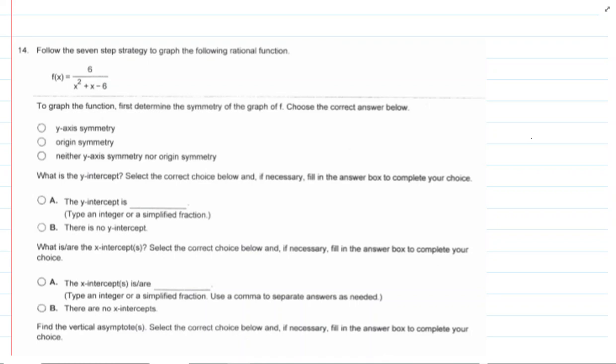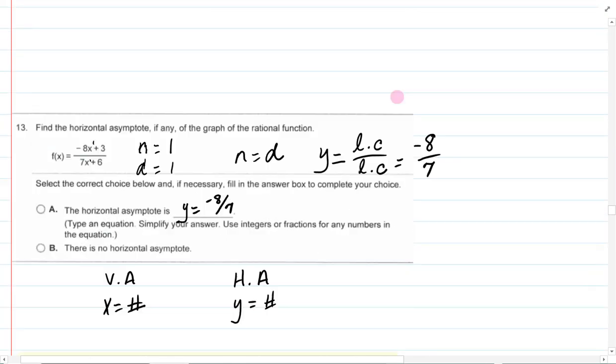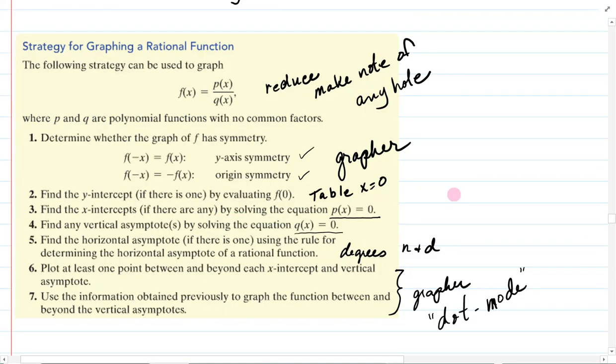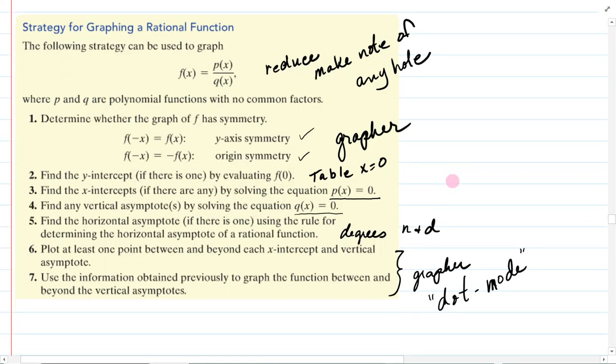We've talked about vertical asymptotes and holes, which are the two types of domain exclusions, and we've also talked about horizontal asymptotes. So now we're going to see if we can put it all together. I also went through strategies and gave you some guidelines. You might want to take a look at those again.